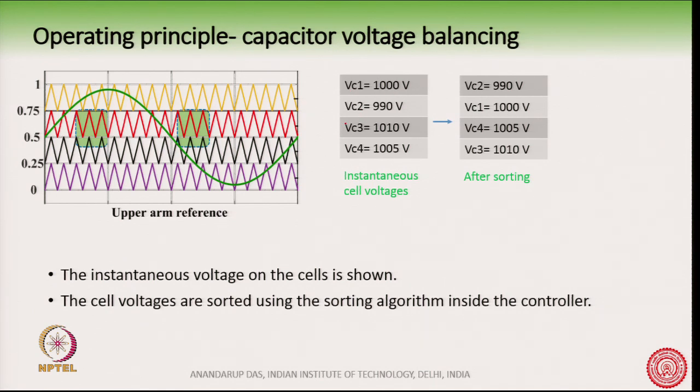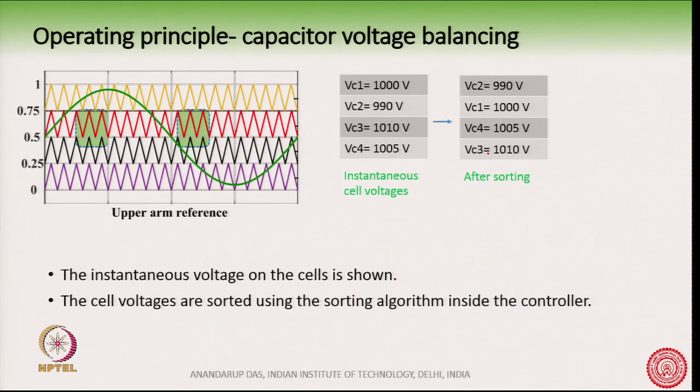there are 4 capacitor voltages and their voltages are something like this: 1000 volt, 990 volt, 1010 volt and 1005 volt. This is the instantaneous cell voltages. The first step in the sorting algorithm is that we sort these 4 voltages. Suppose we use a bubble sort algorithm and we sort it from low to high. You can also do it from high to low, but you just sort it in a fashion. So, if you sort these voltages, then 990 volt here, 1000 volt, 1005 and 1010 volt.